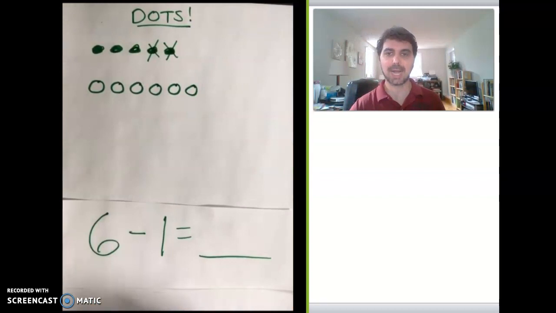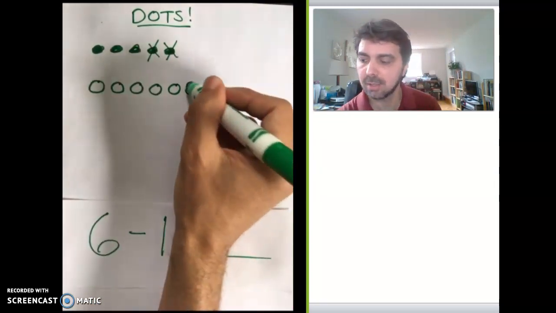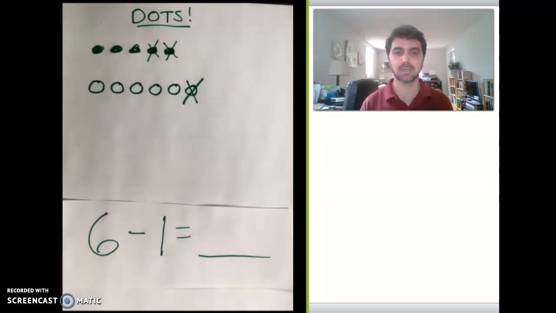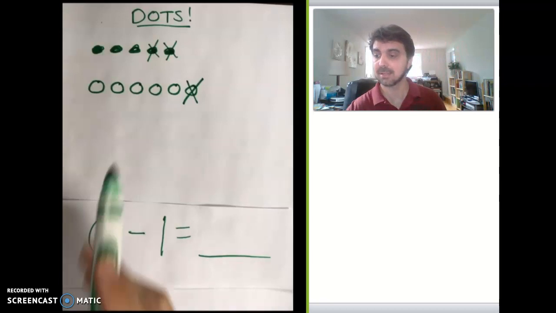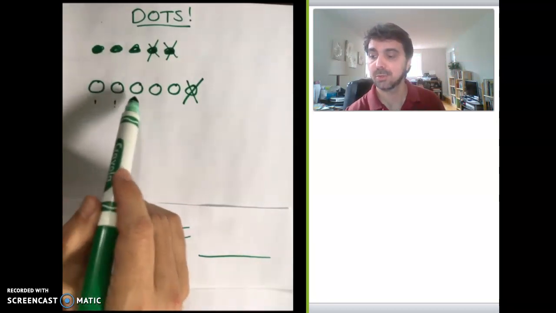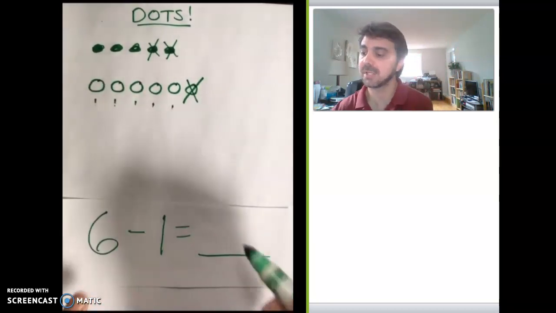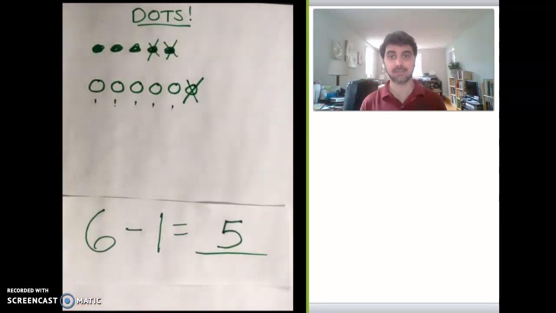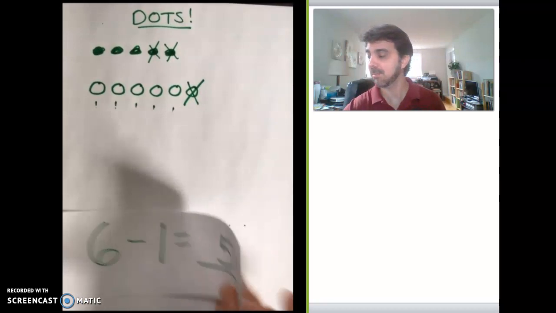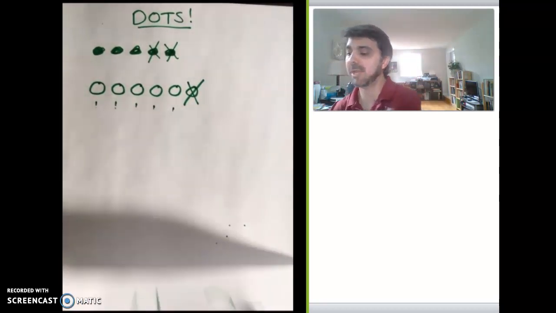Okay, and I'm going to subtract 1. So I'm going to take away 1. I'm going to cross off 1. And how many am I left with? Did you say 5? If you said 5, you're correct, because we have 1, 2, 3, 4, 5. So 6 subtract 1 equals 5. All right, let's do one more, and then I'll show you the paper that I have.